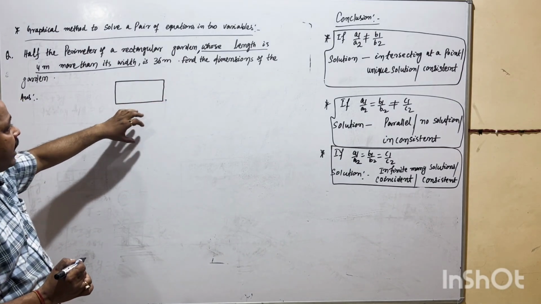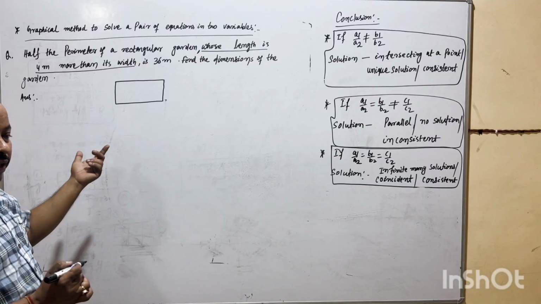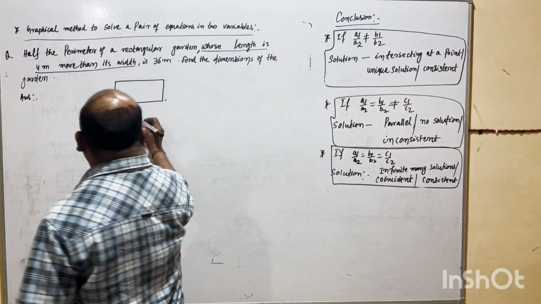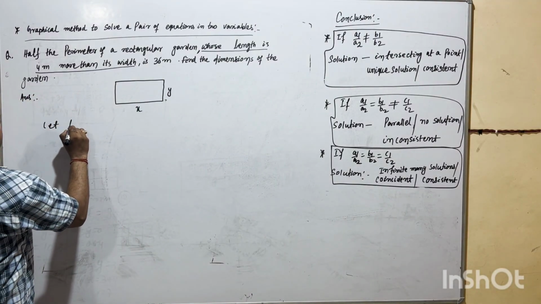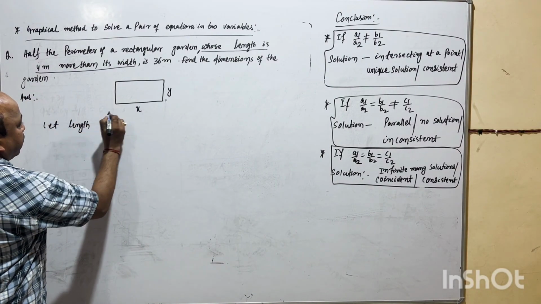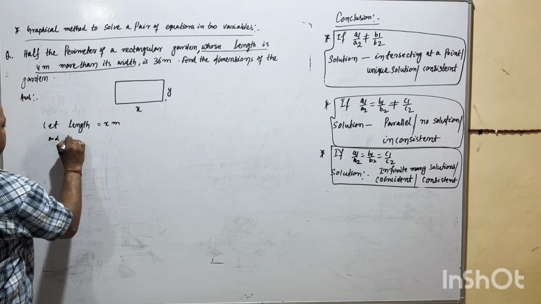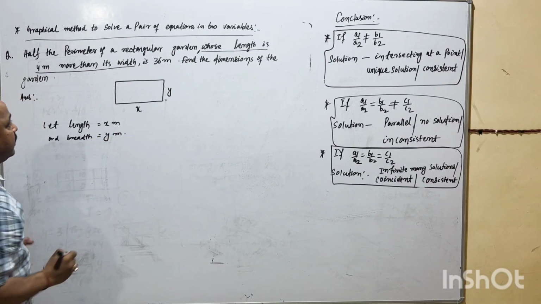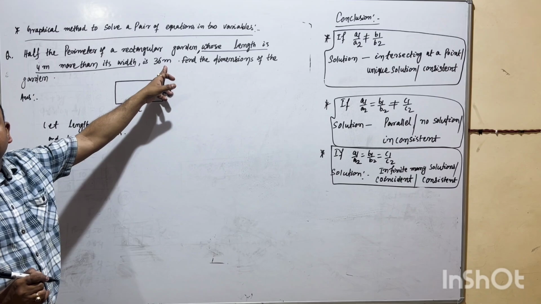So we have to find the dimensions. Dimensions means, the rectangle is a plane figure, so it has two dimensions, that means length and breadth. So we say let the length of the rectangular garden be x meter, and the breadth of the rectangular garden be y meter.